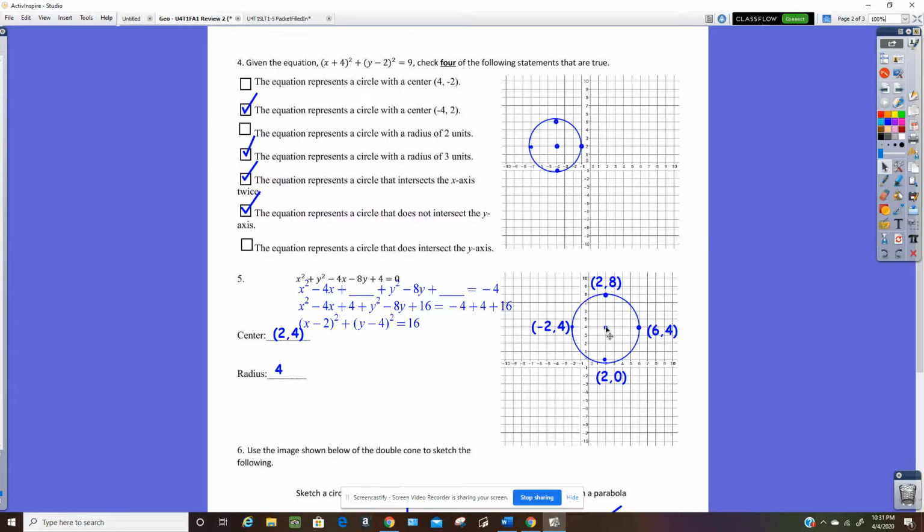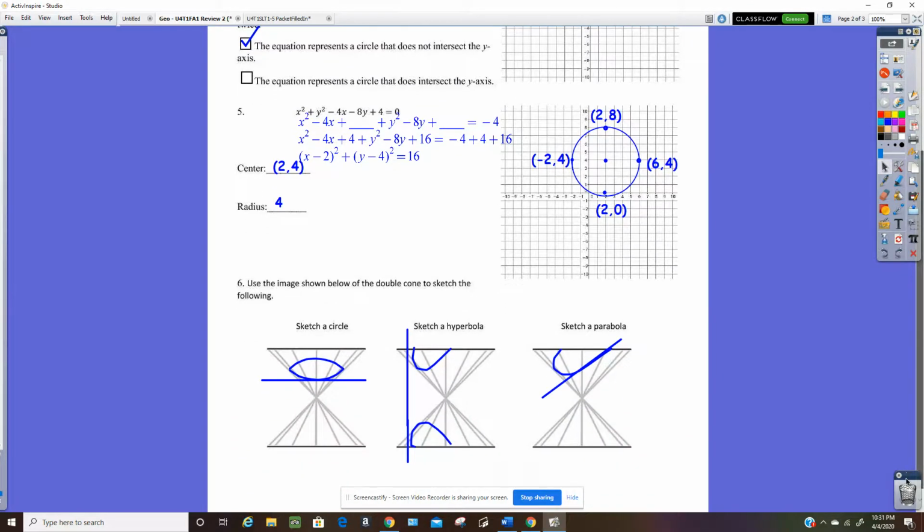Let me say that again. Plot the center, (2, 4). 4 to the right, (6, 4). 4 to the left, (-2, 4). Up 4 is (2, 8). And down 4 is (2, 0). And then I'm all done there.